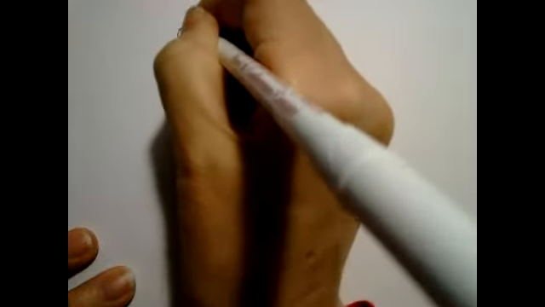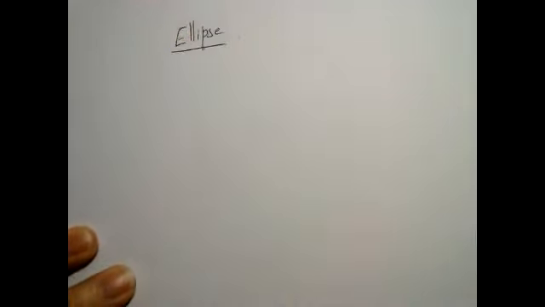Okay, so today we go back to the ellipse that we established the equation for yesterday. So, ellipse. Okay, so yesterday we established the following: the equation of an ellipse.